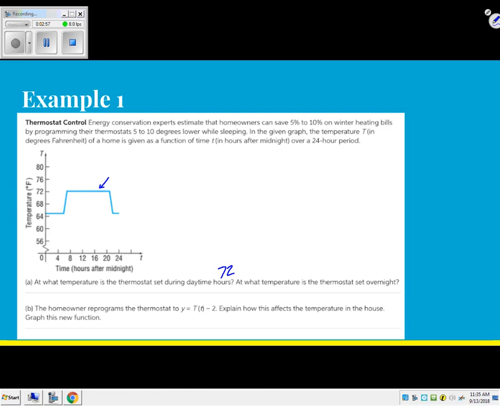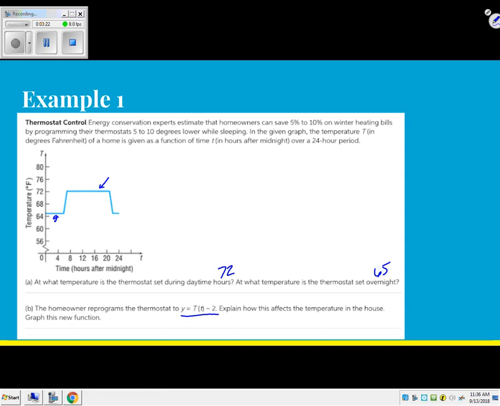And then at night, looks like they go to bed. Hopefully they're asleep down here next to midnight and so forth. That looks to be set at about 65 degrees. So the homeowner is going to reprogram their thermostat to this new function right here. How does this affect the temperature in the house? Well, I'm looking at it.